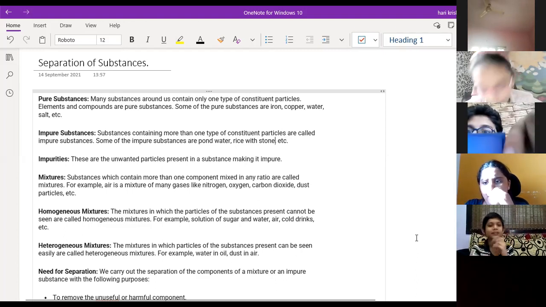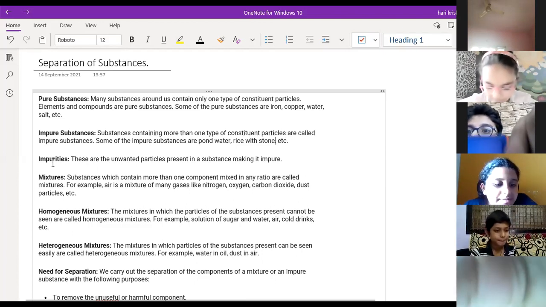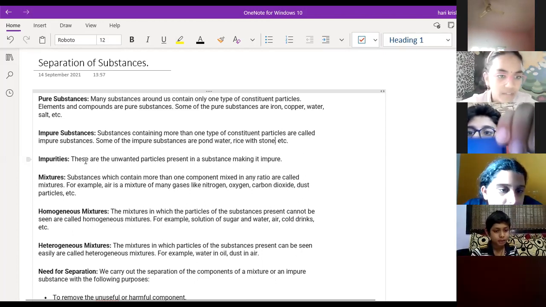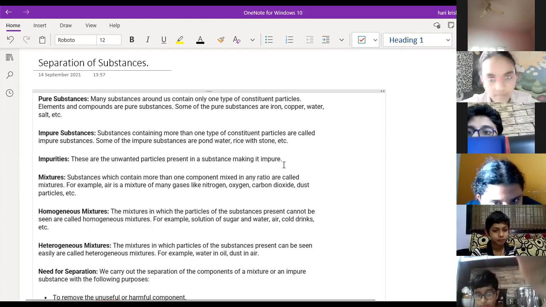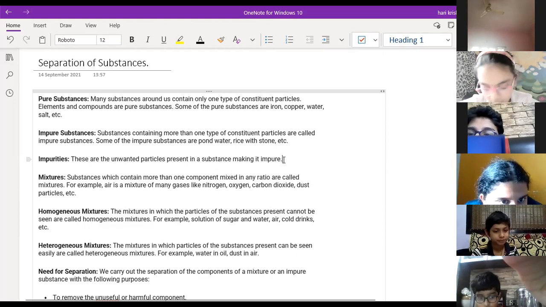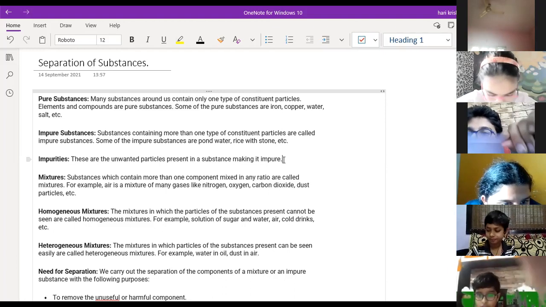So is it clear what is a pure substance and what is an impure substance? Yes, sir. And what is the meaning of impurities? Whatever unwanted particles are present in the given substance are called impurities.